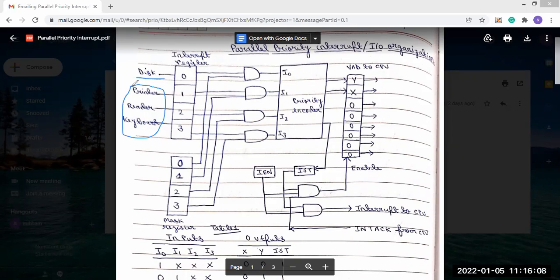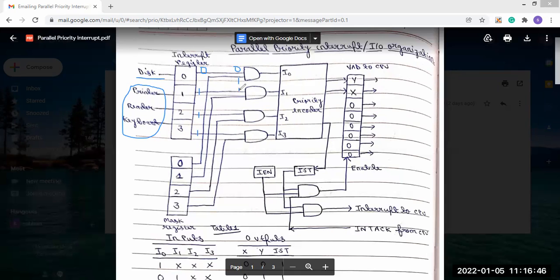So for the disk it will be zero, and for the other devices, printer, reader and keyboard, they all generated the interrupt, so one will go for each. But for the disk it will be zero because the disk doesn't generate the interrupt. Now, initially the mask register value is one, so one will go here.